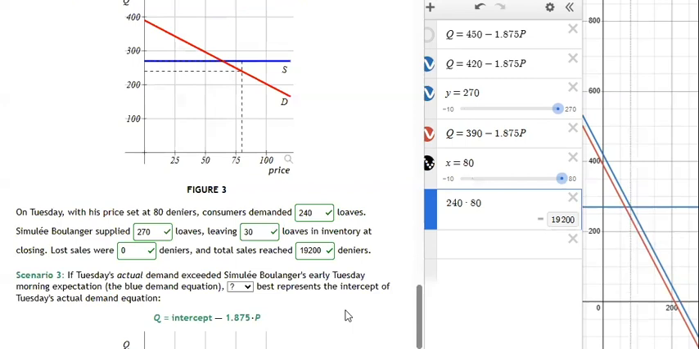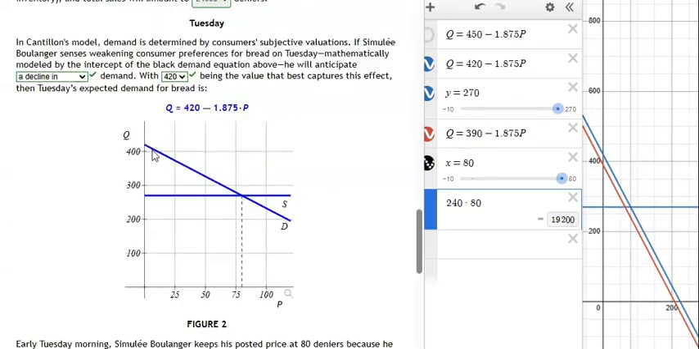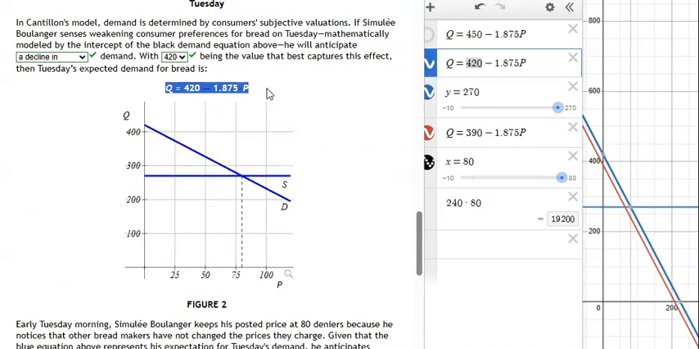Now, in scenario 3, suppose instead actual demand exceeded Simule's earlier Tuesday morning expectation, the blue demand equation. So let's go back up to the blue demand equation. This is what he expects his demand to be Tuesday morning. If that's actually the case, then if he supplies 270, which he makes before he opens the door, he sells them all at 80. So this is what he expects Tuesday morning.